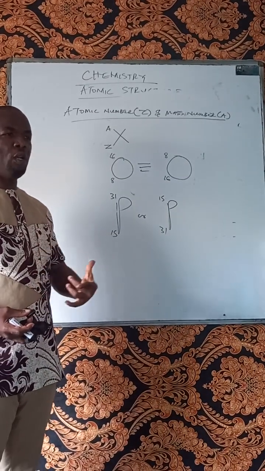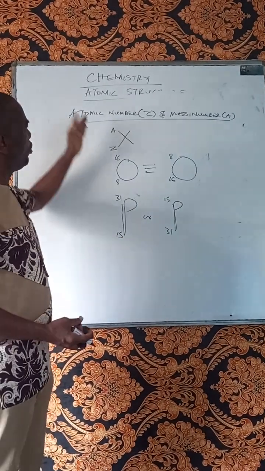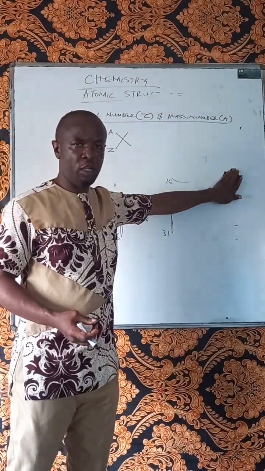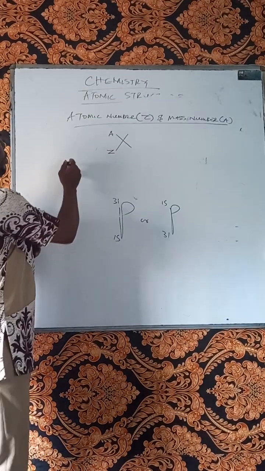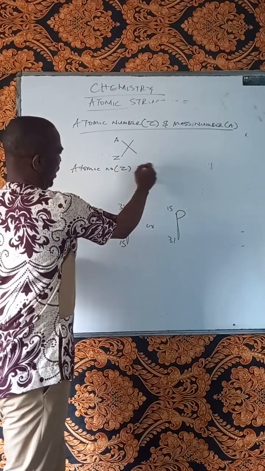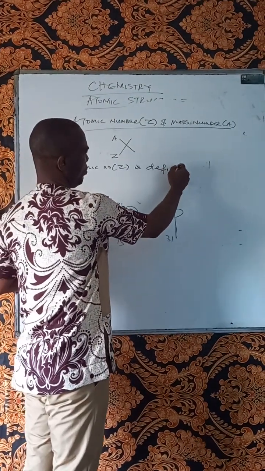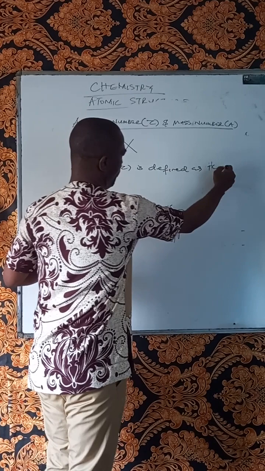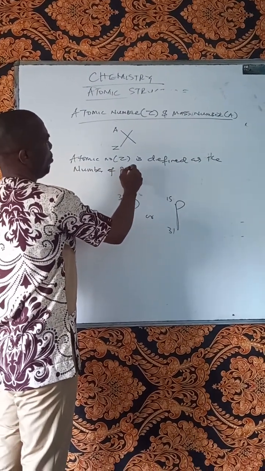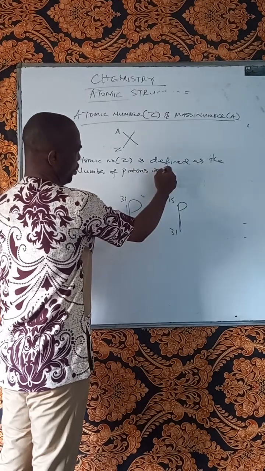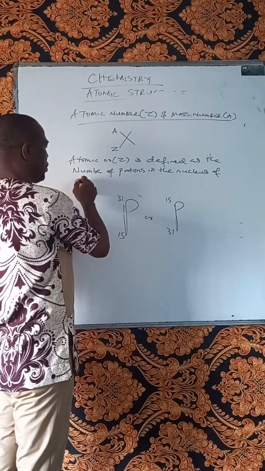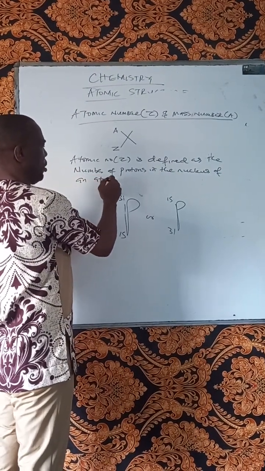Then what is atomic number? Before we end this lecture, we're going to look at these two and then take some examples and then wind up for today. Atomic number, which is Z, is defined as the number of protons in the nucleus of an atom. Number of protons in the nucleus of an atom.